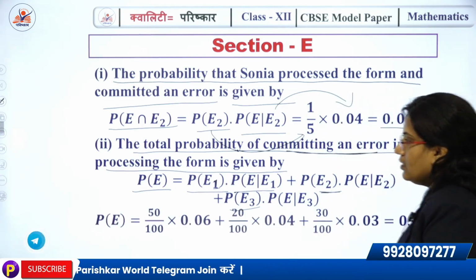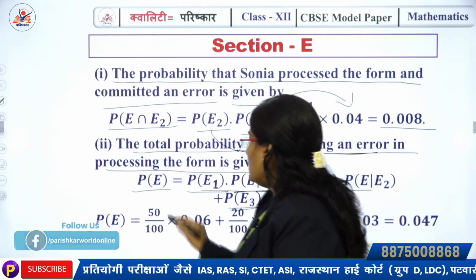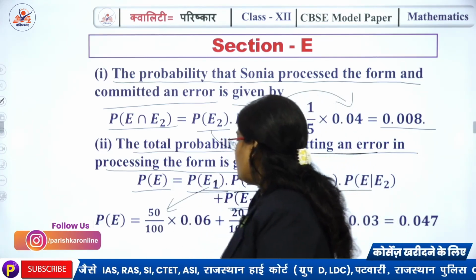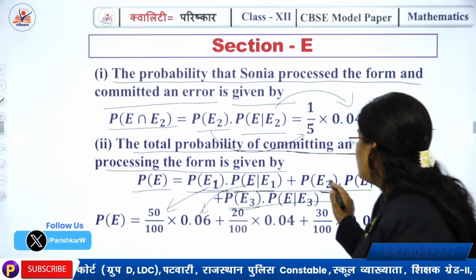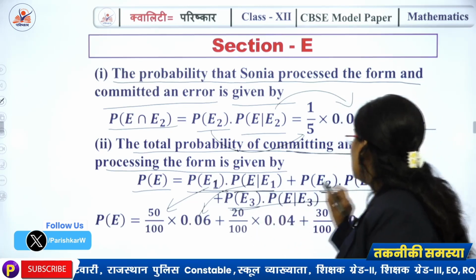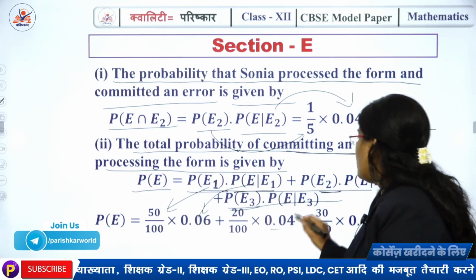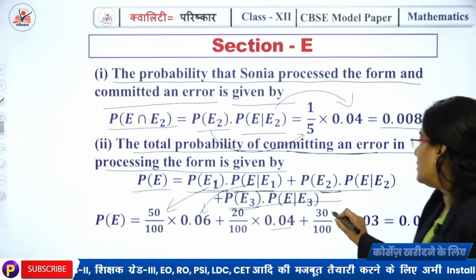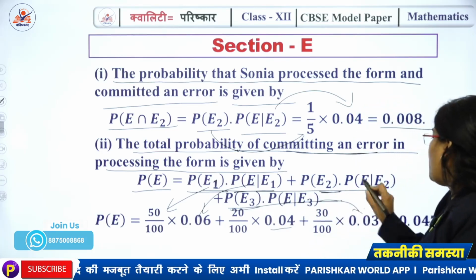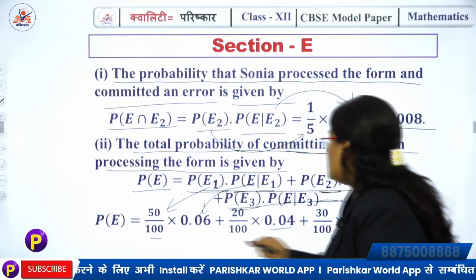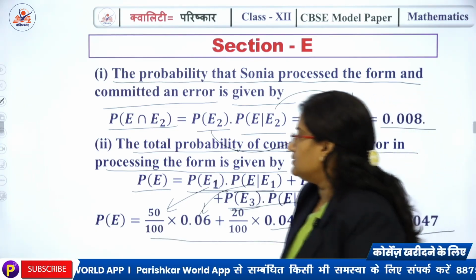After putting the values of all these terms in this equation, we have probability of E1 is equals to 50 upon 100. Probability of E by E1 is 0.06. Probability of E2 is given by 20 upon 100. Probability of E by E2 is given by 0.04. Probability of E3 is given by 30 upon 100 and probability of E by E3 is given by 0.03. After calculating all these terms, we have 0.047. This is the answer.